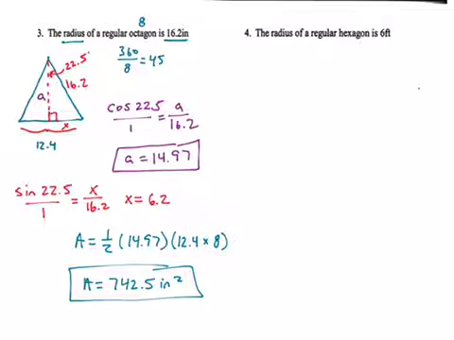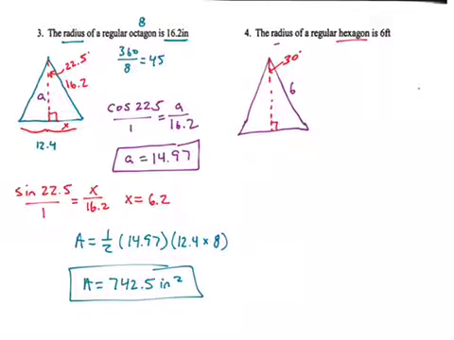Question 4 is done very similarly. We have, in this case, a radius again. So we'll draw our triangle. They tell us the radius is 6 feet, but we need to figure out what the central angle would be. So it's a hexagon, so 360 divided by 6 gives us a central angle of 60. So that means this half of an angle here would be 30.